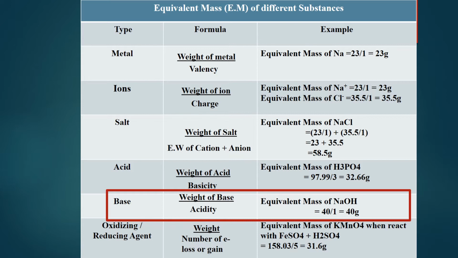For example, to calculate equivalent mass of sodium hydroxide, firstly find out its molecular weight, which is 40 grams per mole, and note down the number of replaceable hydroxide ions in it, which is 1 in this case. So equivalent mass of sodium hydroxide is 40 grams.